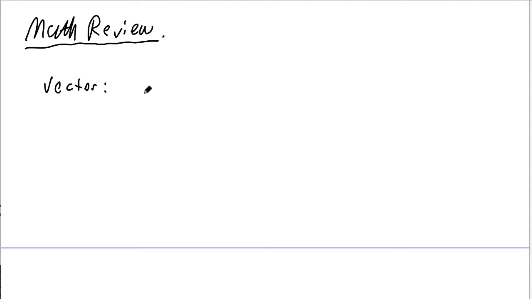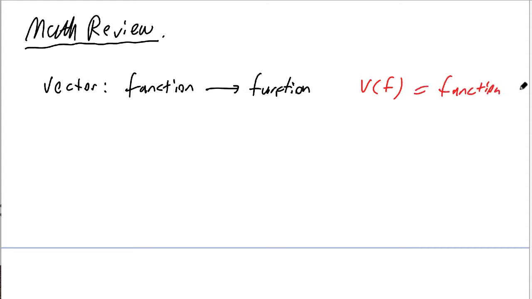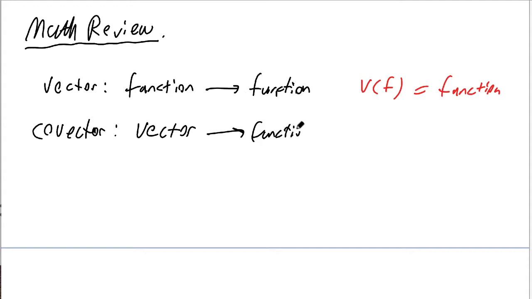Let's review some of the math that we've learned in these lessons. So a vector is an operator that maps functions. Well, at each point it maps a function to a number, but if we have a vector field, then it maps a function to a function. And we denote that, if v is a vector field, by v acting on some function f gives us a function. All right, a covector is an operator that maps a vector to a function. Again, I'm thinking of a covector field. Right, so if w is a covector, it acts on a vector to give a function.